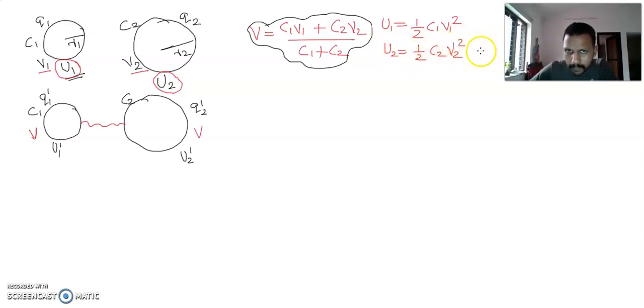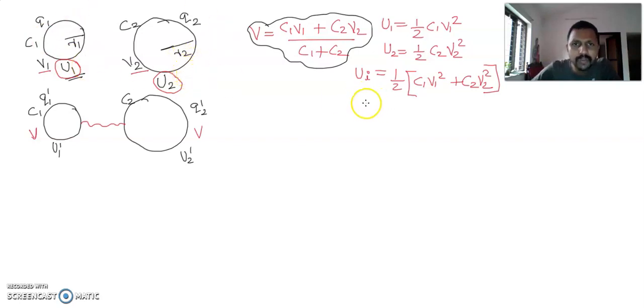Is that clear? Then what is the total initial energy? The total initial energy will be U1 plus U2. U1 plus U2 means half C1 V1 square plus half C2 V2 square. Let me take that half out. Then it will be half times (C1 V1 square plus C2 V2 square). Is it clear up to this? What's UI? UI is the initial potential energy of the system.